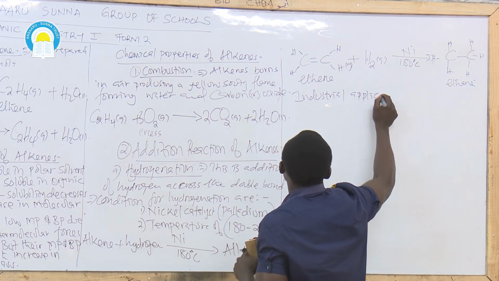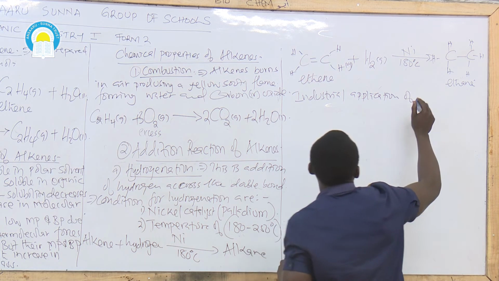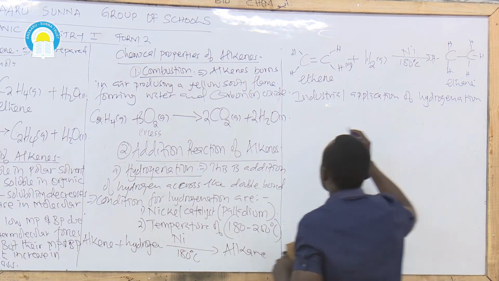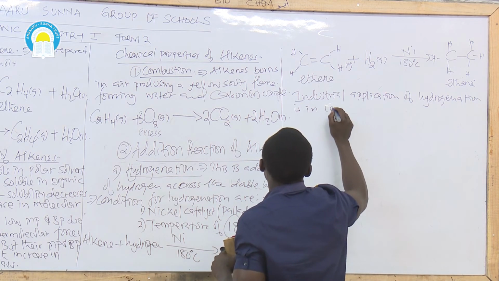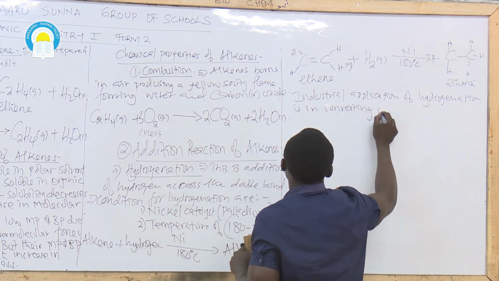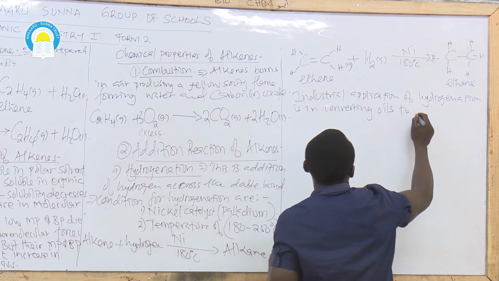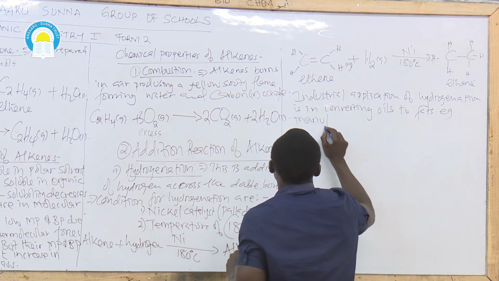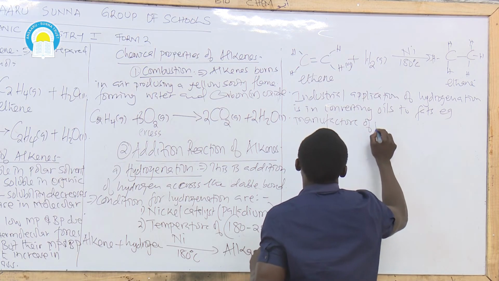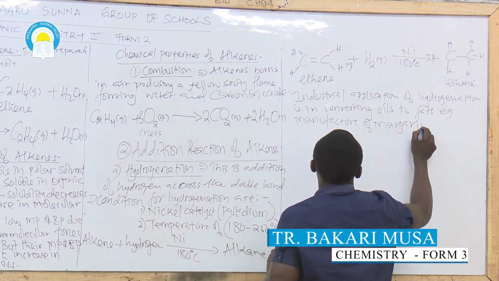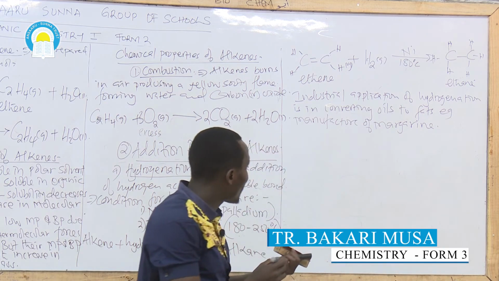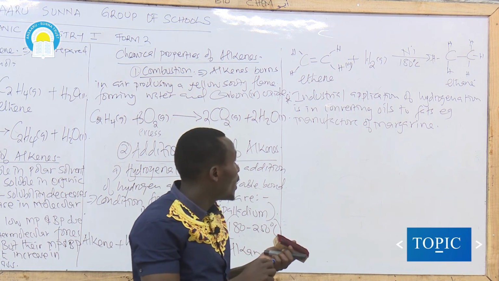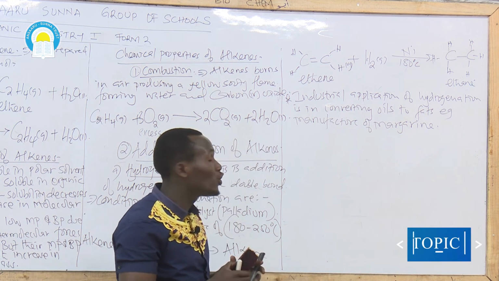industrial application of hydrogenation is in converting oils to fats, e.g. manufacture of margarine. So that gives us the industrial application of hydrogenation.